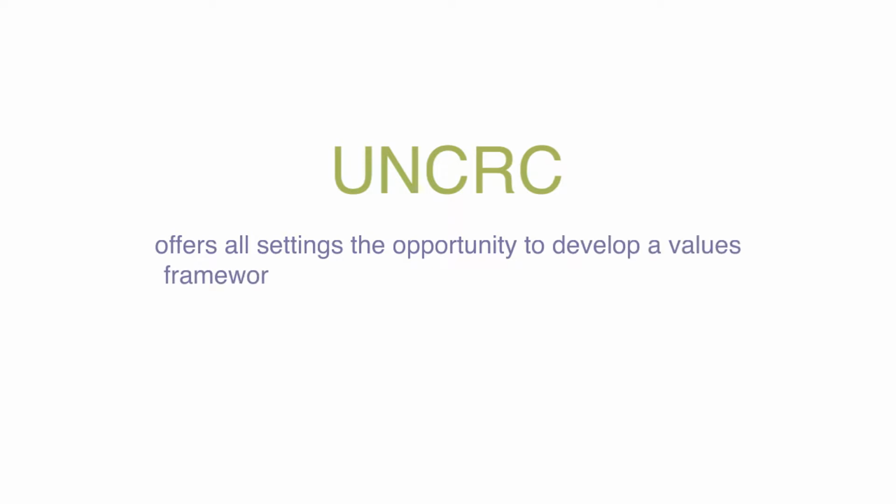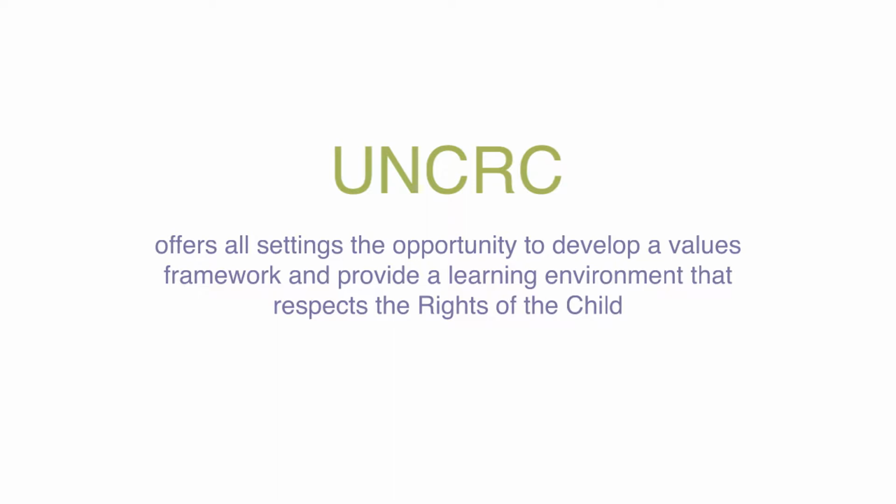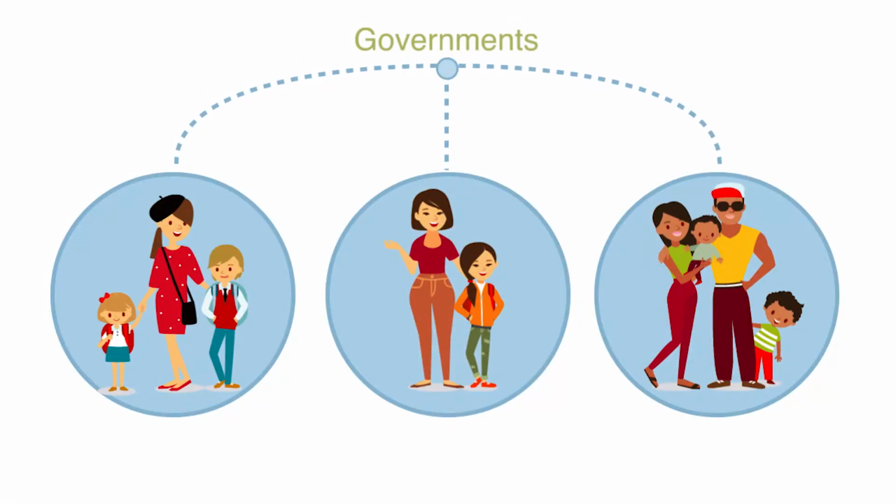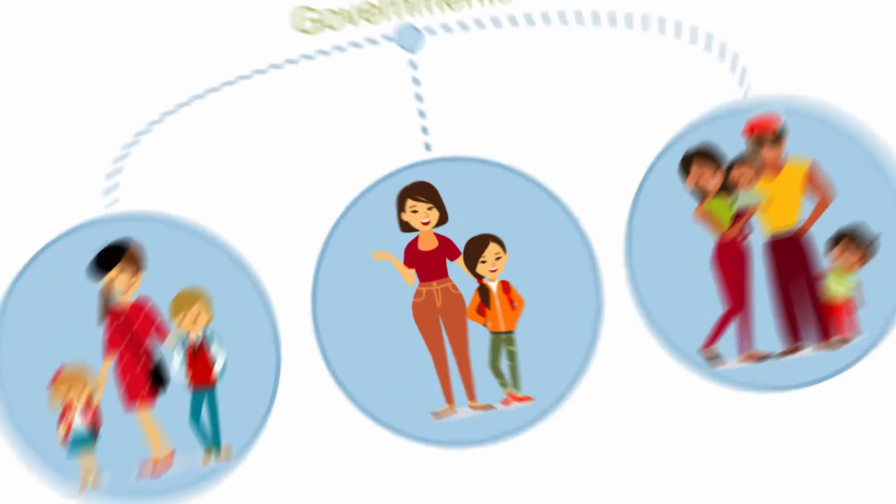It has already been stated that the UNCRC offers all settings the opportunity to develop a values framework and provide a learning environment that respects the rights of the child. Within the Convention, governments are tasked with ensuring that all parents and children know and understand the UNCRC. Therefore, this responsibility becomes that of the adults within educational settings.